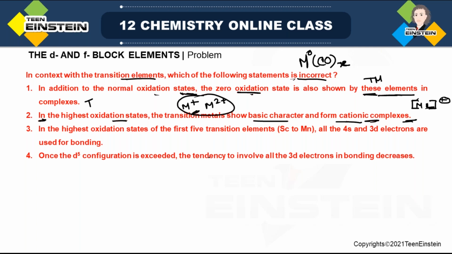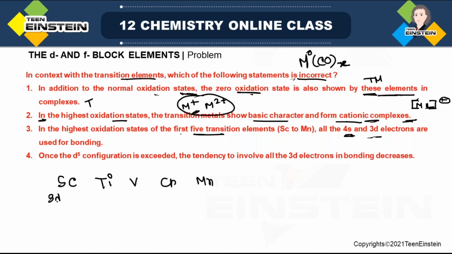But what about the other two statements? Why are these two correct? Let's see. In the highest oxidation state of the first 5 transition elements. What are the first 5 transition elements? Scandium, titanium, vanadium, chromium, manganese. So in the highest oxidation states of the first 5 transition elements, all the 4s and 3d electrons are used for bonding.